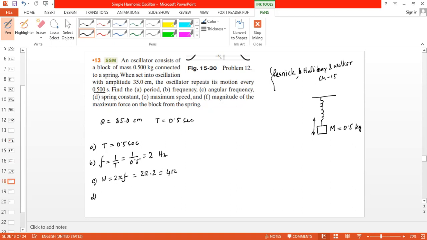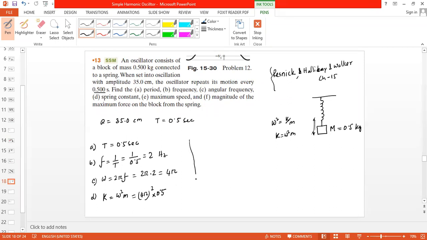And in part D, they are asking us for the spring constant. How to find the spring constant? Tell me. Omega square equals k by m. We know that omega square equals k by m. So k equals omega square times m. You have to substitute the value of omega here: 4 pi whole square times the mass of the object, which is 0.5. This will give you the spring constant.